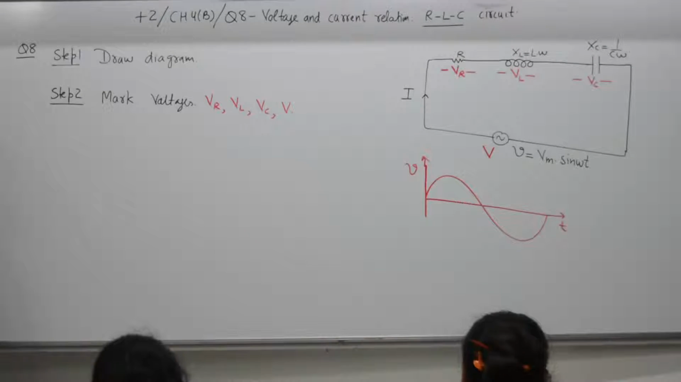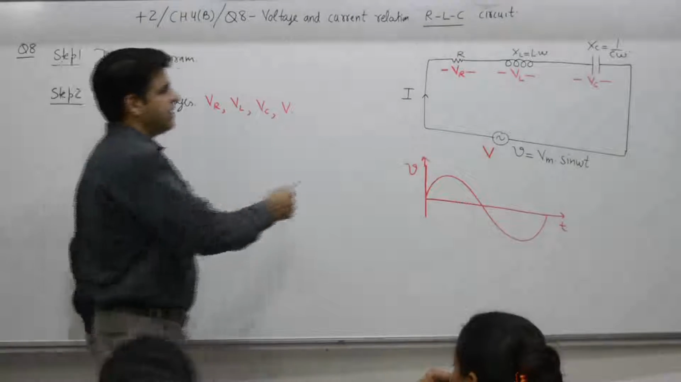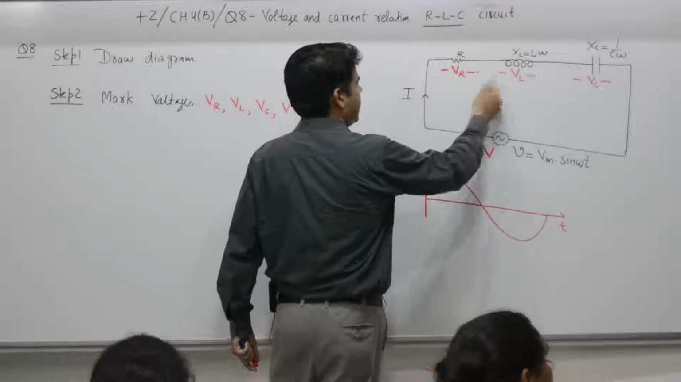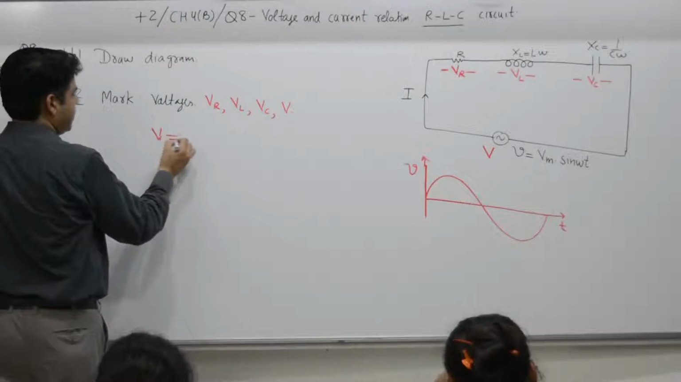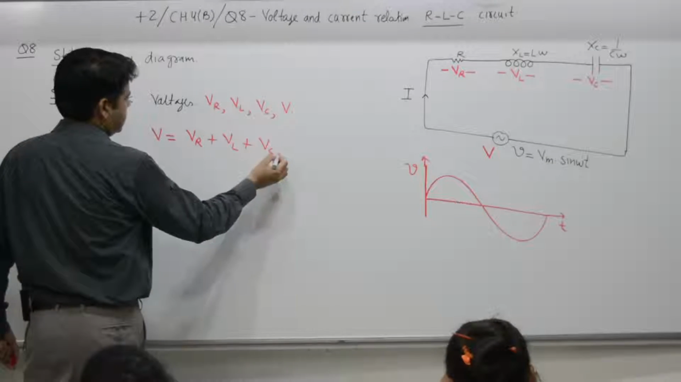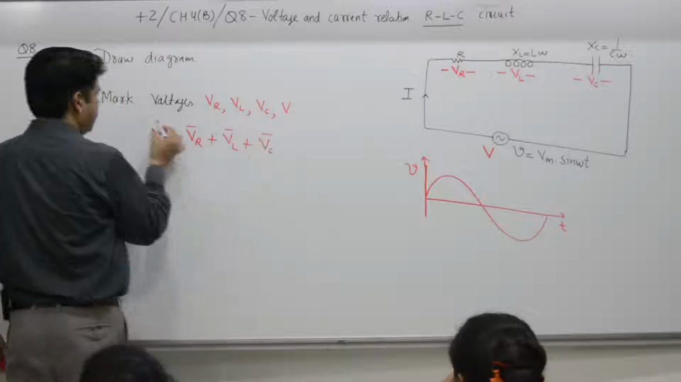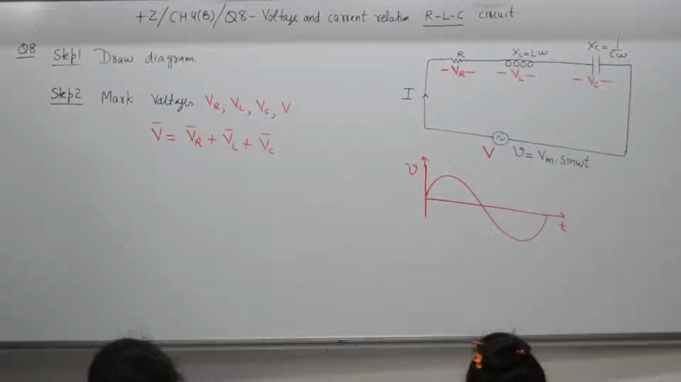And in case you want to write a relationship, you can write a relationship also. Total voltage, applied voltage V is equal to what? VR plus VL plus VC. Total voltage V is equal to VR plus VL plus VC. But it is phasor sum, not simple algebraic sum. It is a phasor sum of 3. Write it.